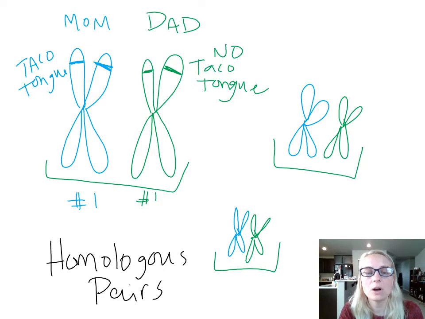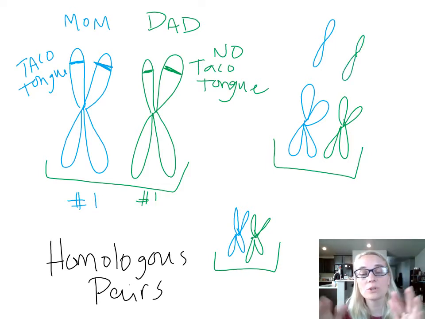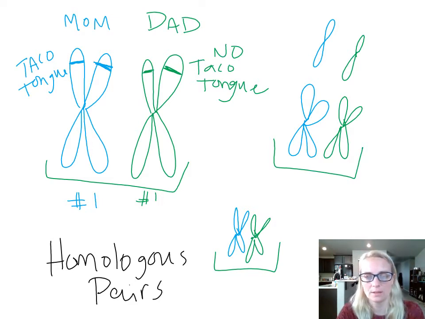And all of these, how I've drawn them, are in the replicated form. If I wanted to draw them in the unreplicated form, I'll draw it over here. So this would be the unreplicated form of chromosome number 2. They're still homologous, they just haven't gone through the S phase of interphase yet. Okay, so hopefully this is helping you understand our chromosomes.